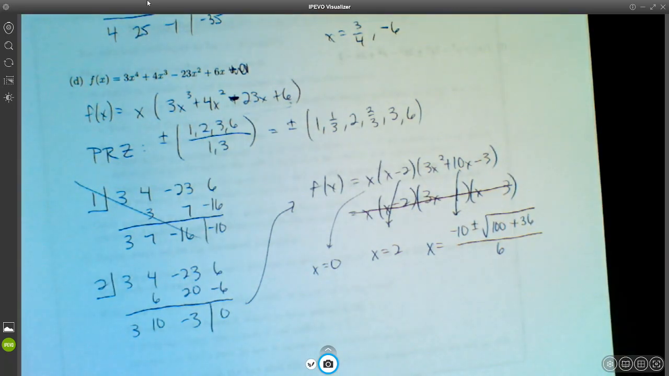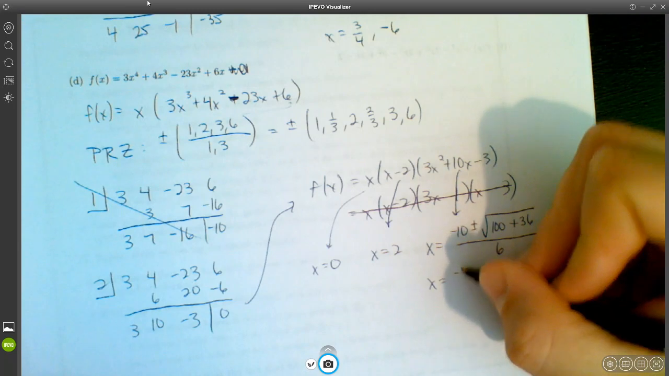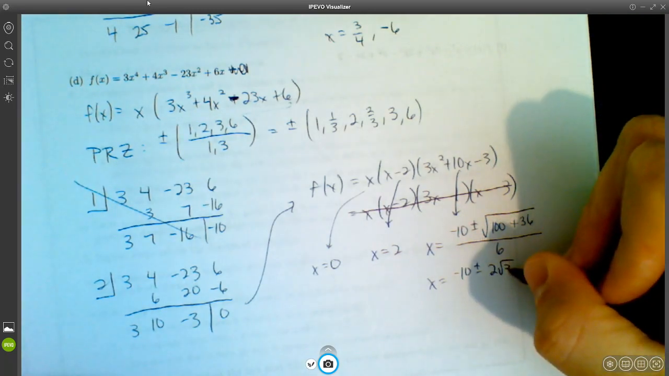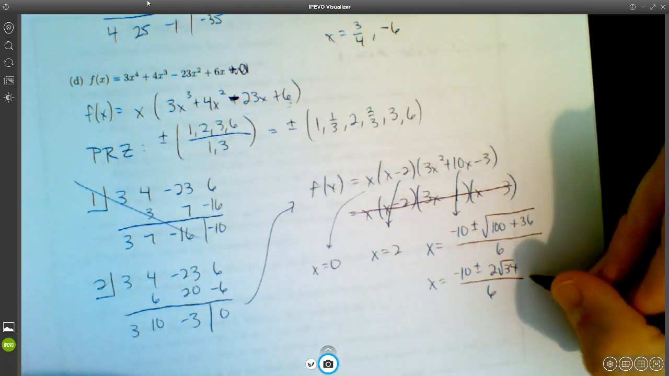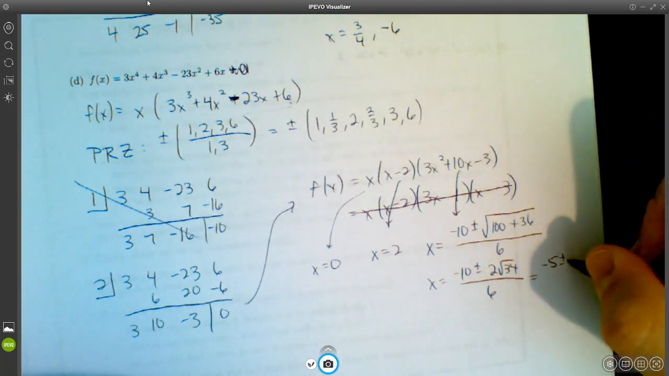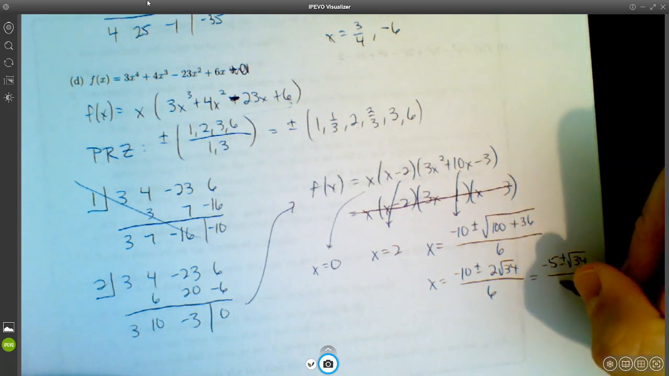I better use my calculator again to check my work. 10 squared. I would have gotten in trouble last time. 10 squared minus 4 times 3 times negative 3 is 136. Okay, thank goodness. Square root of 136 reduces to 2 root 34. So it's negative 10 plus or minus 2 root 34 over 6. We can reduce by 2. That's going to be negative 5 plus or minus root 34 over 3.